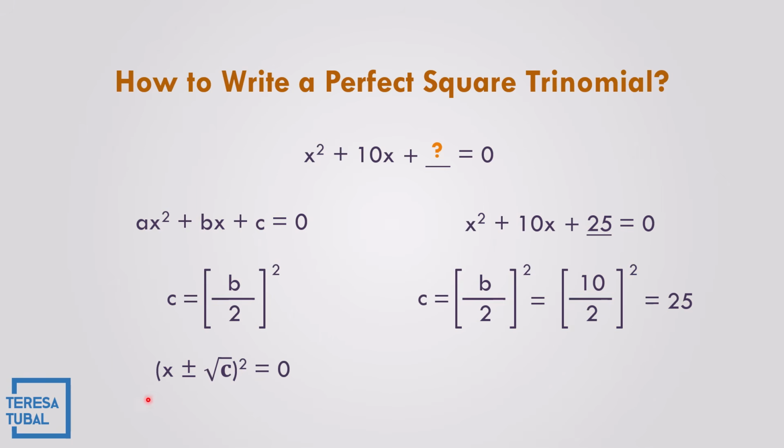How to get the factored form? Get the square root of x squared, that becomes x. Copy the sign of b, that is positive, and then get the square root of 25, that is equal to 5. So the quantity of x plus 5 squared is equal to x squared plus 10x plus 25. And then the answer for x squared plus 10x plus 25 is equal to the quantity of x plus 5 squared.